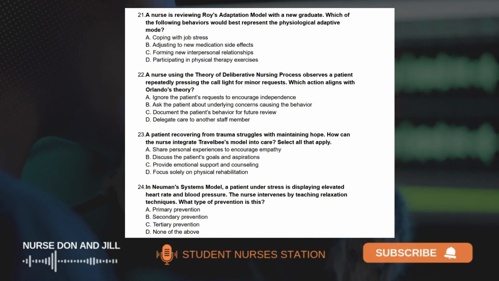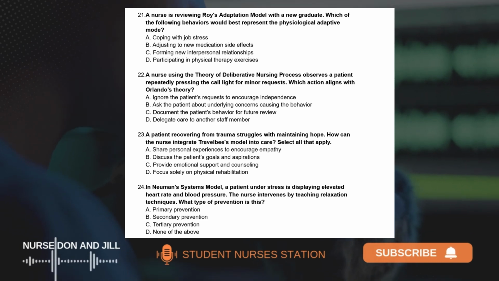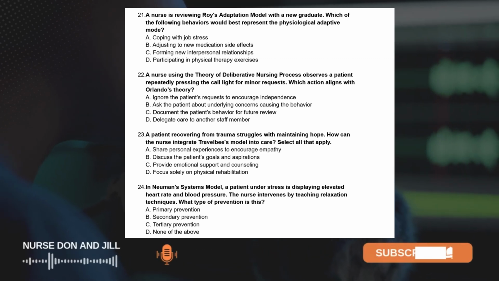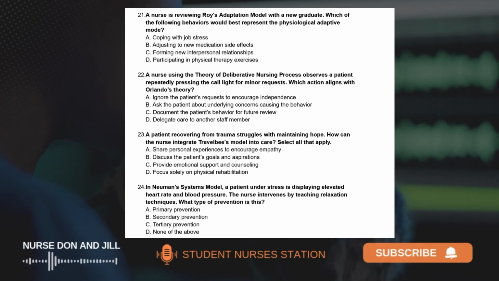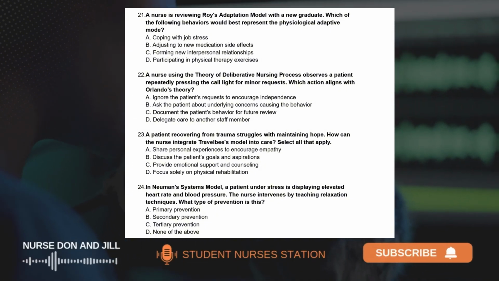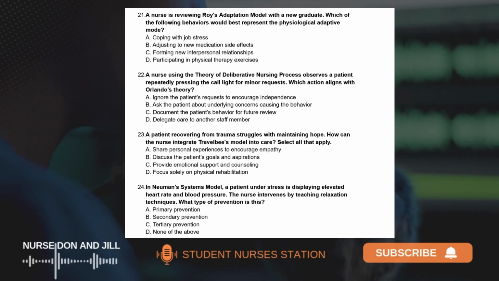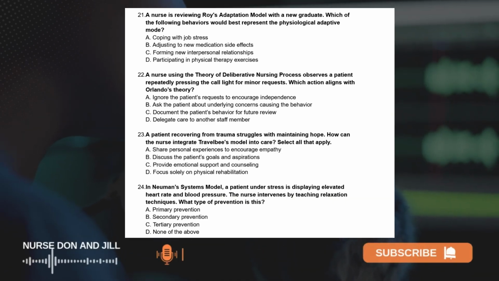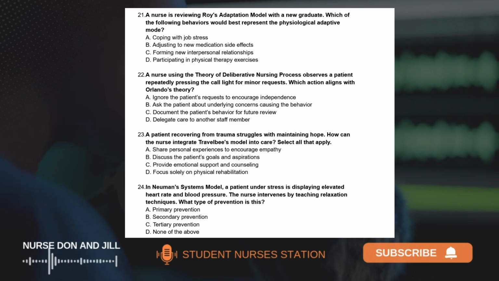Okay, on to question 23. A patient recovering from trauma struggles with maintaining hope. How can the nurse integrate Travelbee's model into care? We talked about this before, but Travelbee's model is a powerful one. Absolutely. Travelbee's human-to-human relationship model really focuses on how important human connection is, especially when someone is suffering. It's about being truly present, showing empathy, and supporting them through their pain. So in this situation where the patient is struggling to find hope, the nurse needs to offer emotional support and counseling. That's C.